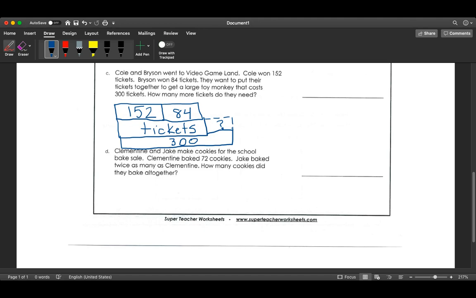So pause this, use this bar model to help you find the equation, and then write your answer statement. Remember, you're going to have to work more than one equation. Pause it now.